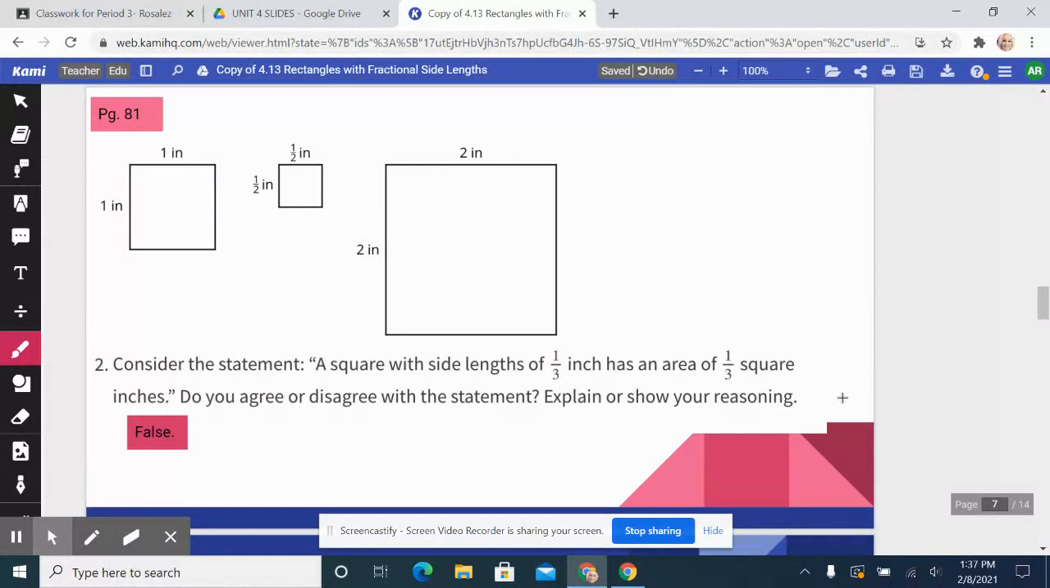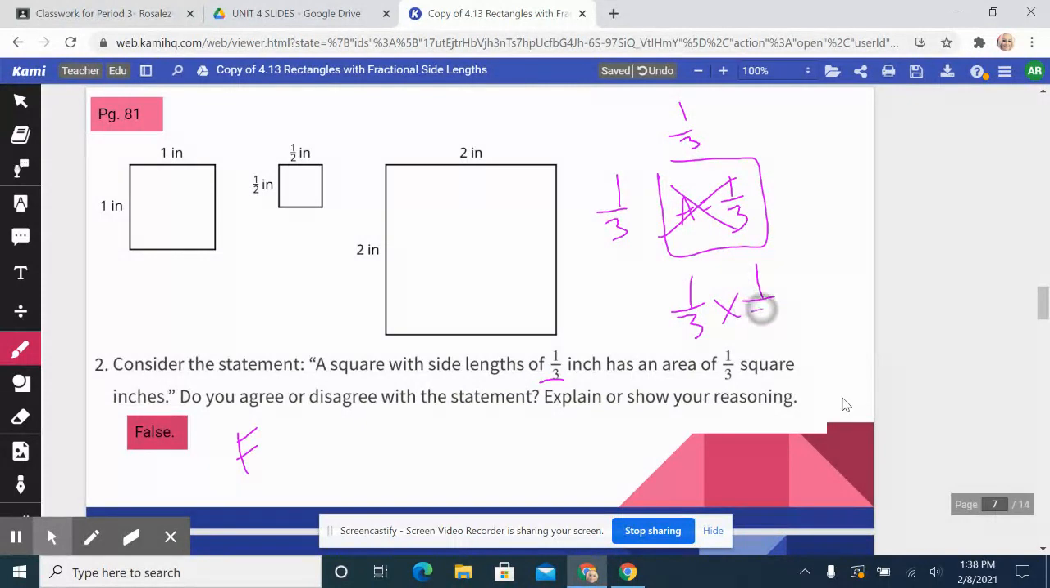And then you're still on page 81, and I kind of just carried down. So consider this statement: a square with a side length of 1/3 has an area of 1/3. Do you agree or disagree? Your answer should be false. No, I do not agree with that. This would actually be 1/3 times 1/3, and you know 1/3 times 1/3 is 1/9. So that's incorrect, the area is not that. Both of the lengths would be 1/3 to make 1/9. So you're going to write false.